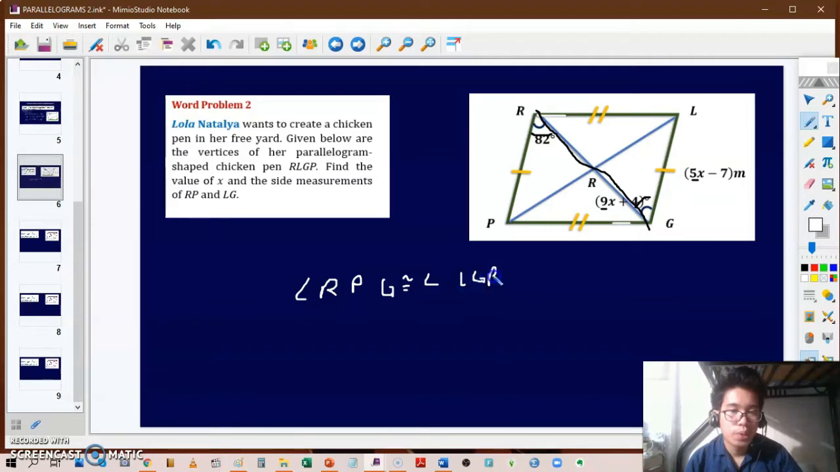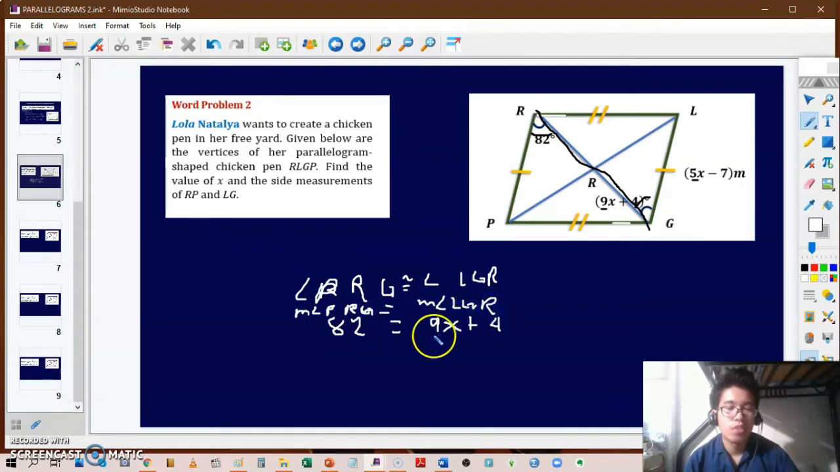And by the substitution property of equality, angle PRG, which is equal to 82 degrees, should be equal to angle LGR, which is 9x plus 4. We got that by first stating that the measurement of angle PRG must be equal to the measurement of angle LGR. From here, we can solve the value of x.